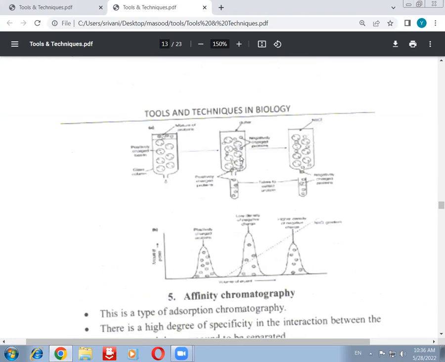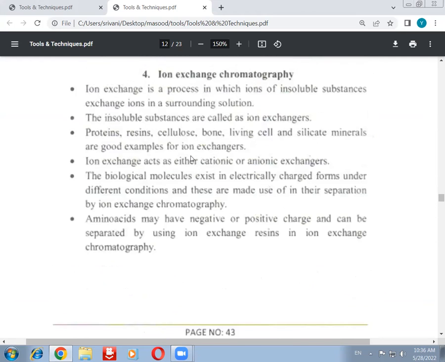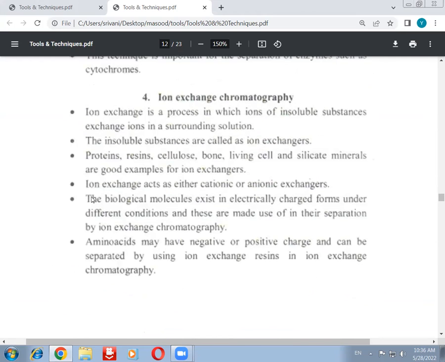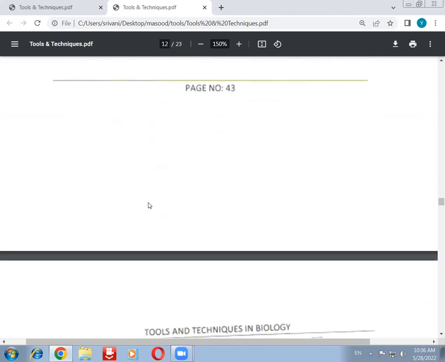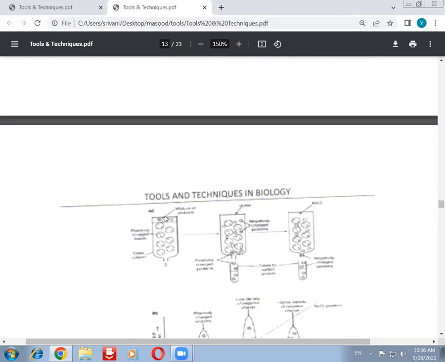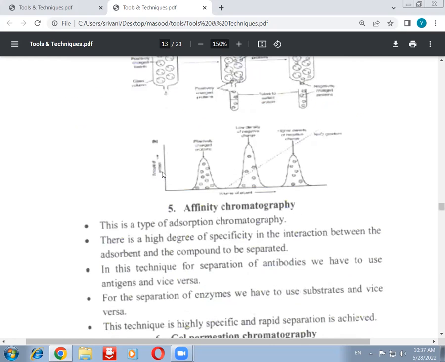Here a block diagram is given, column chromatography for ion exchange chromatography. Amino acids may have negative and positive exchange of ions. See the diagram: these dots that are appearing are known as ions. Next, the remaining solvent is there.